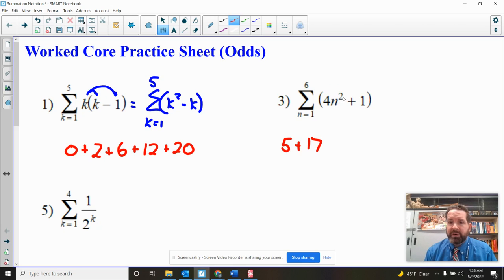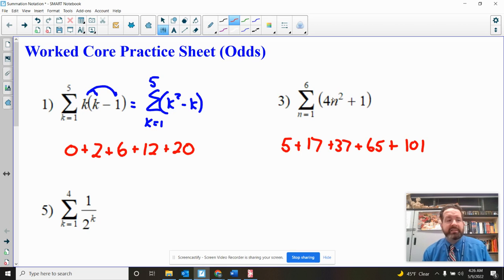Next to 3, 3 squared is 9. 9 times 4 is 36. 36 plus 1 is 37. So there's 1, 2, 3. Next is 4. 4 squared is 16. 16 times 4 is 64, plus 1 is 65. 1, 2, 3. Next is 5. 5 squared is 25, times 4 is 100, plus 1 is 101.